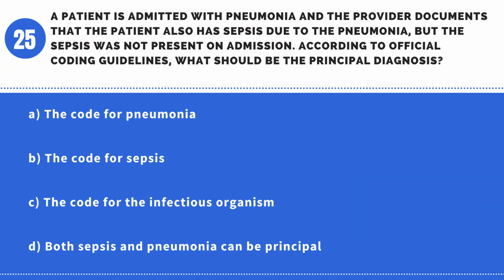Question 25. A patient is admitted with pneumonia and the provider documents that the patient also has sepsis due to the pneumonia, but the sepsis was not present on admission. According to official coding guidelines, what should be the principal diagnosis? A. The code for pneumonia. B. The code for sepsis. C. The code for the infectious organism. D. Both sepsis and pneumonia can be principal.